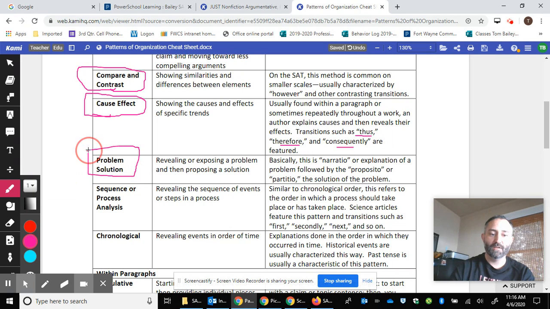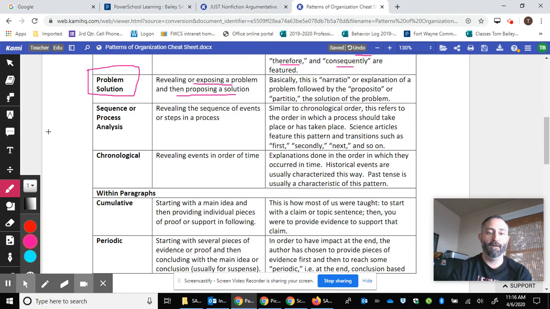Another way to organize an argument is problem and solution, basically revealing or exposing a problem and explaining it, and then proposing a solution, usually based upon what was the features of the problem that you revealed in the front half of it. There's also called sequence or process analysis, which means to break things into either a series of events or a step-by-step process. This actually takes place in Dr. King's letter from Birmingham jail when he talks about the 4 steps of any nonviolent direct action campaign.